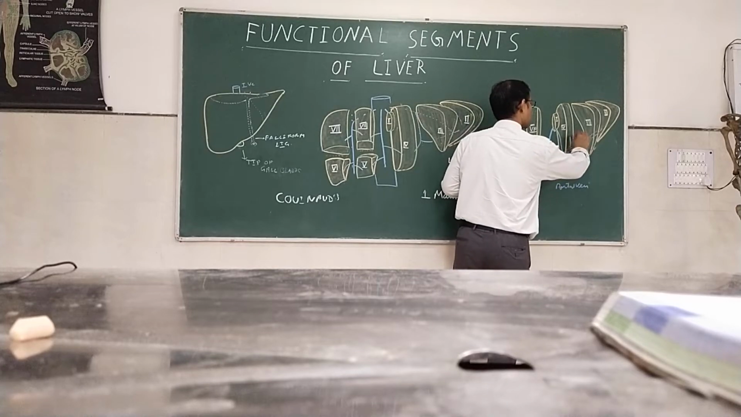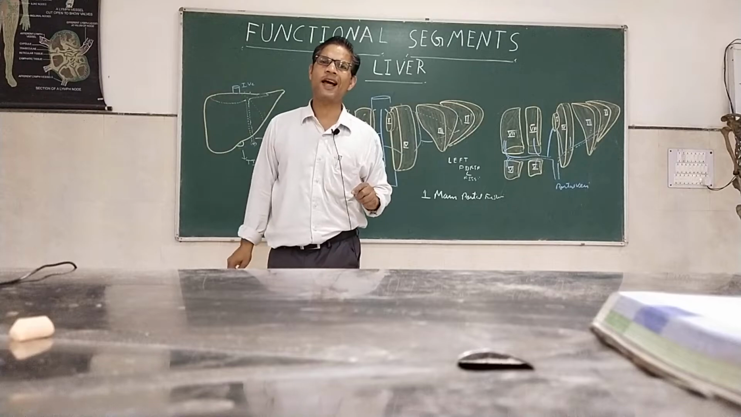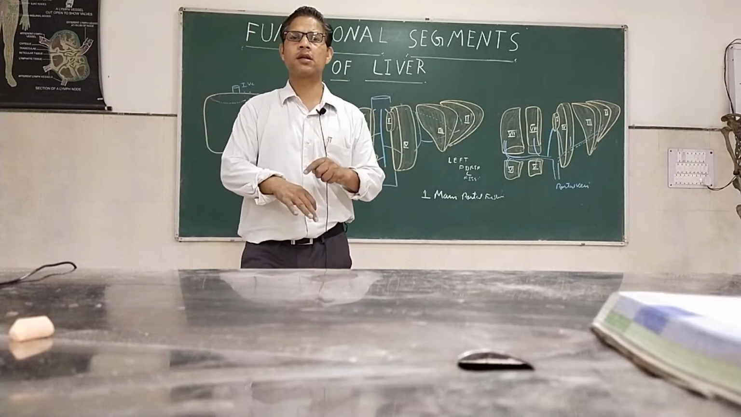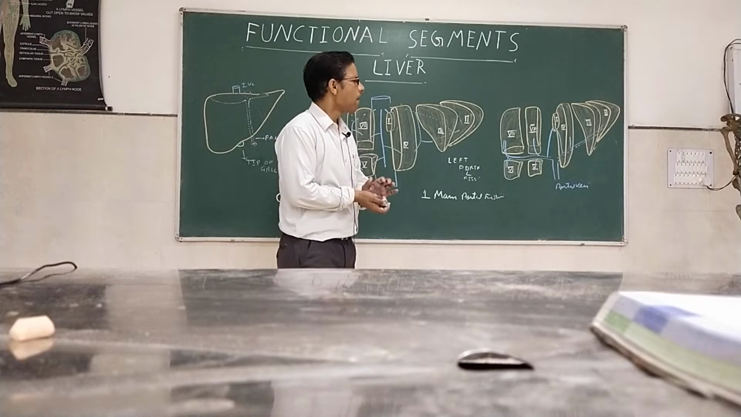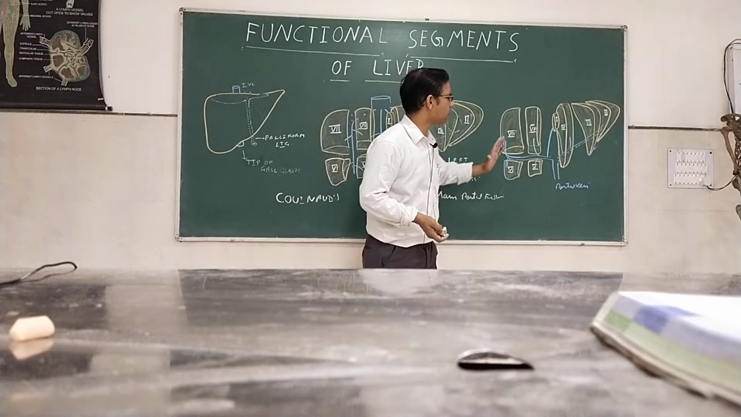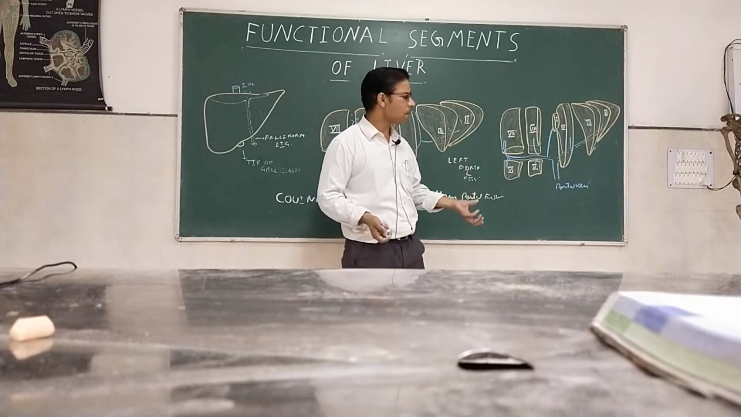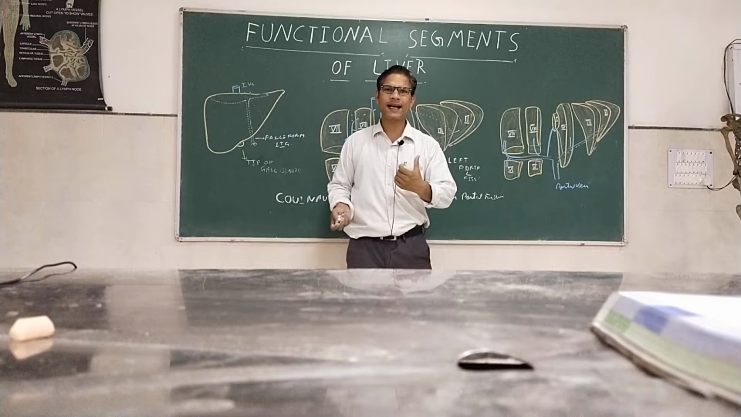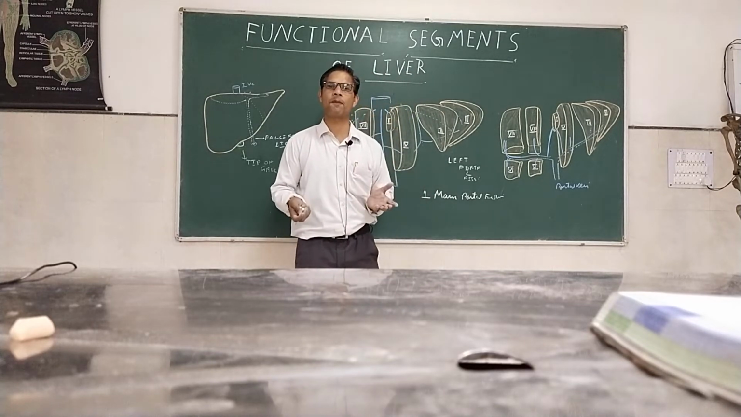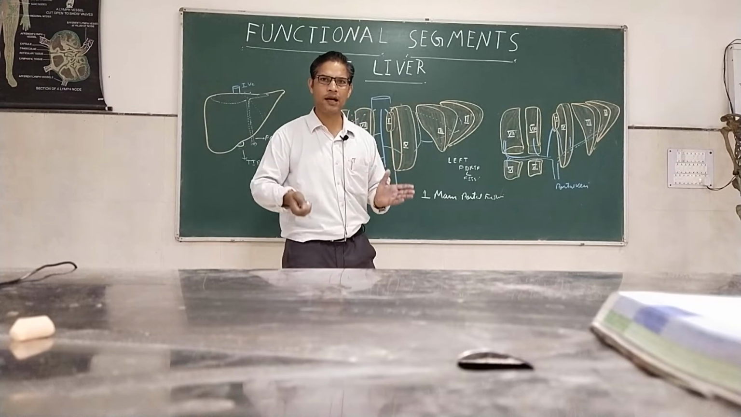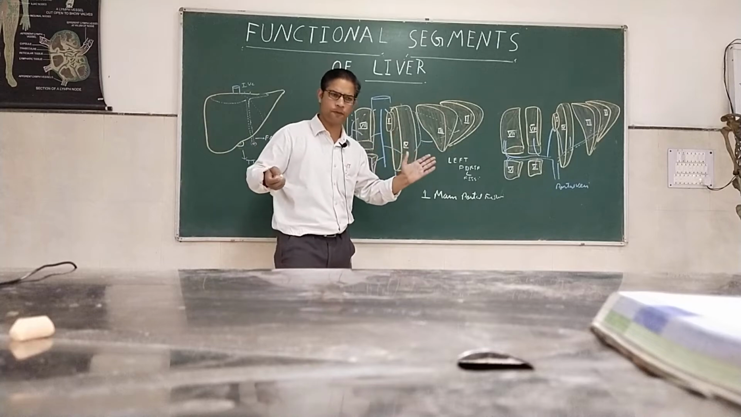The left one supplies all the segments which belong to the left lobe. That was the distribution of the portal vein. The portal vein distribution was easy. The portal vein is divided into the left portal vein and right portal vein, and then they sequentially supply the segments in a very easy way, except segment number 1, which is the caudate lobe, supplied by both the right and left branch of the portal vein.